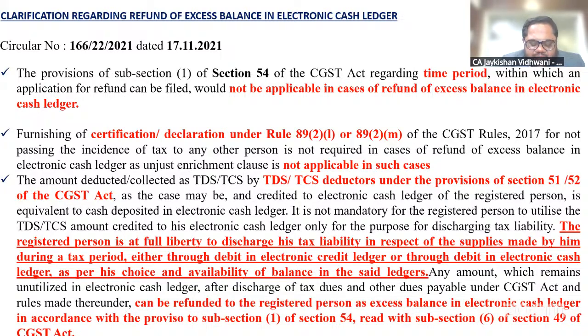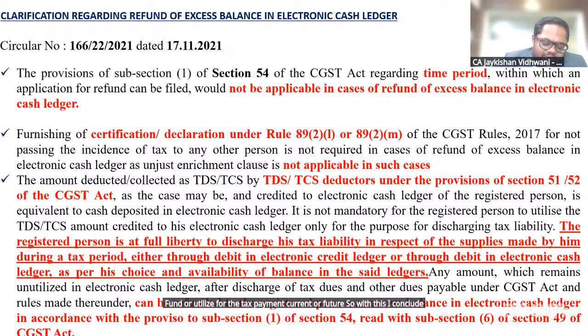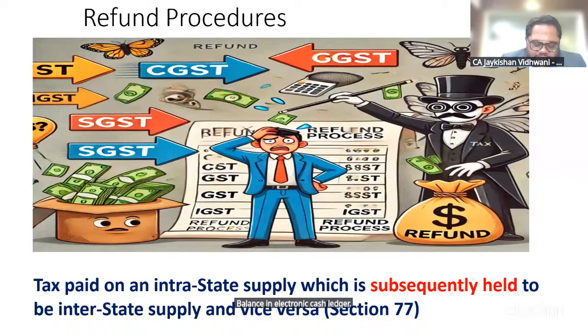So with this, I conclude the category of excess balance in electronic cash ledger. Moving on to the next category, which is wrong payment of tax.